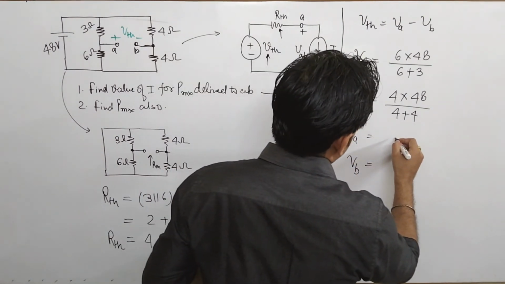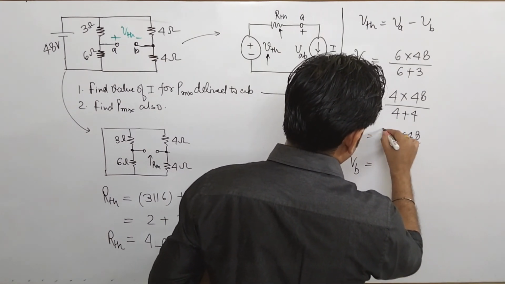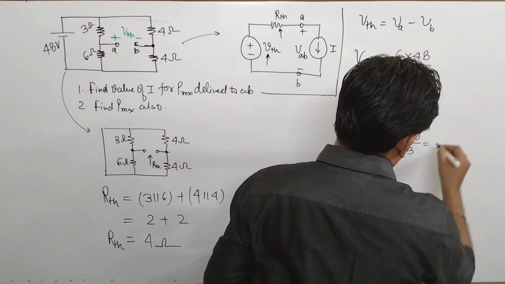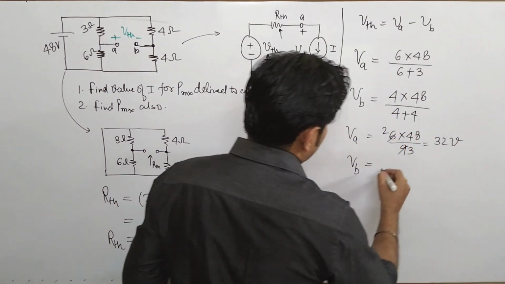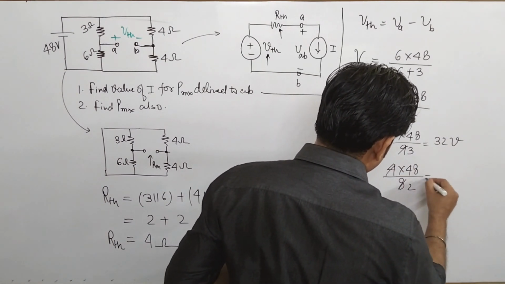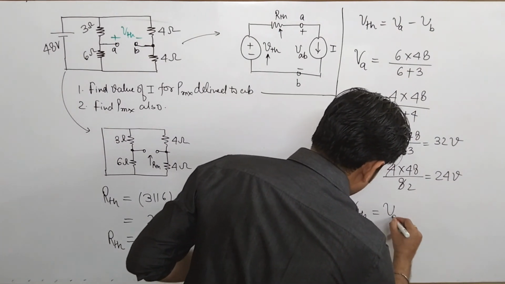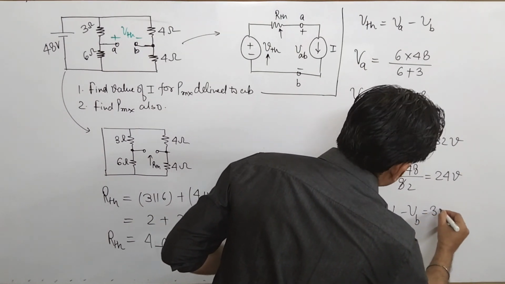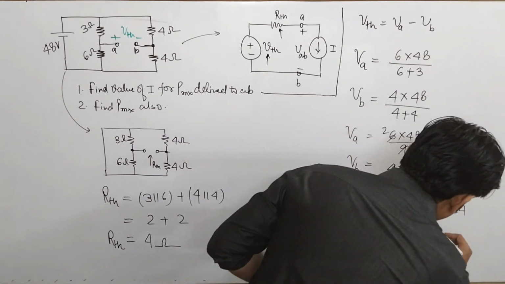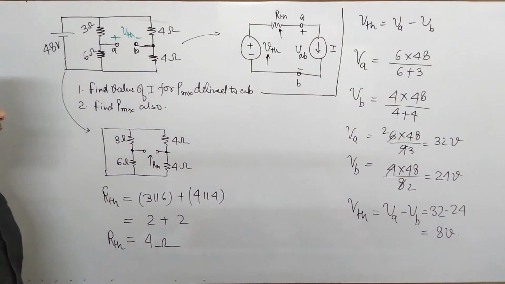VA is how much? It is 6 into 48 divided by 9, 32 volt. Okay, and what about this? It is 4 into 48 divided by 8, so that comes to be 24 volt. So your VTH comes to be VA minus VB. So it is 32 minus 24, that comes to be how much? 8 volt. So this is the value of your Thevenin's voltage.